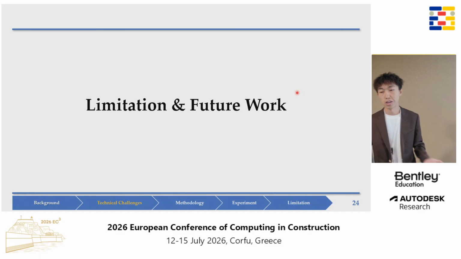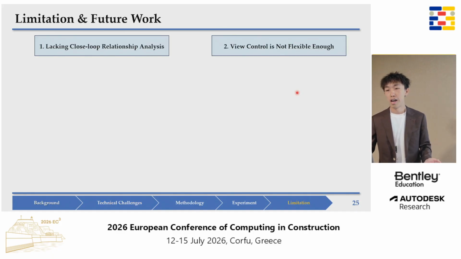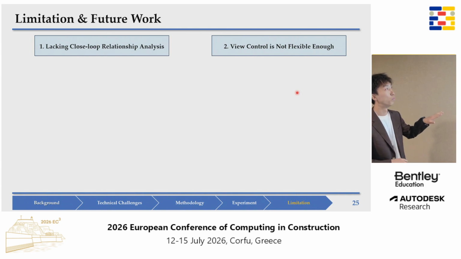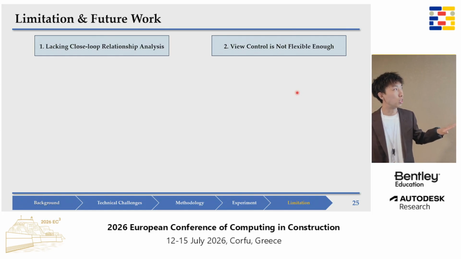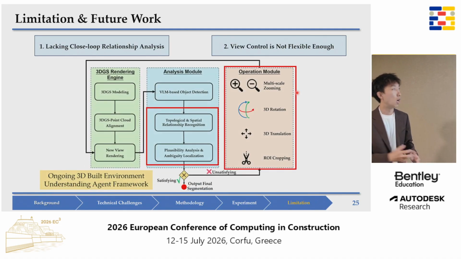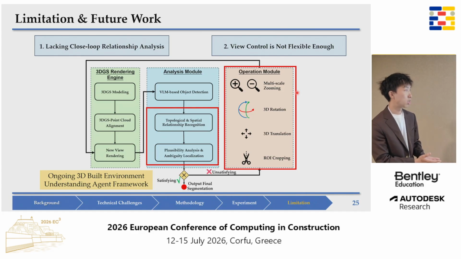So here comes the limitation and future work. One limitation of our current method is that we lack closed loop relation analysis. The second limitation is that the view control is not flexible enough. We just use two critical views to do the analysis. That's why we introduce our ongoing work.